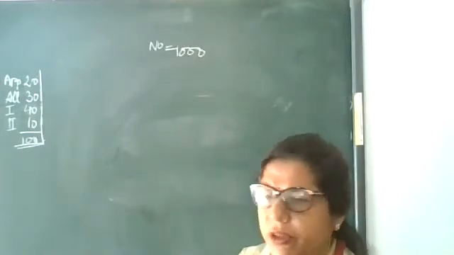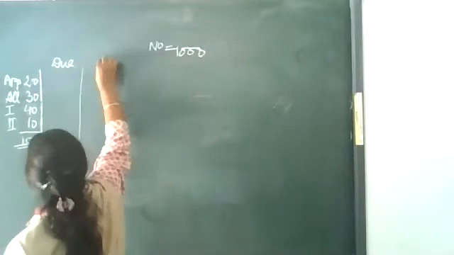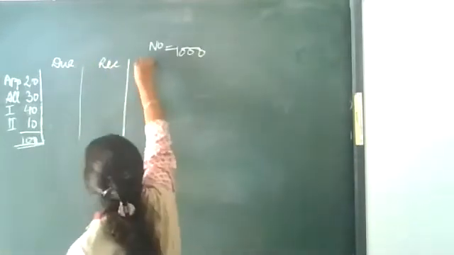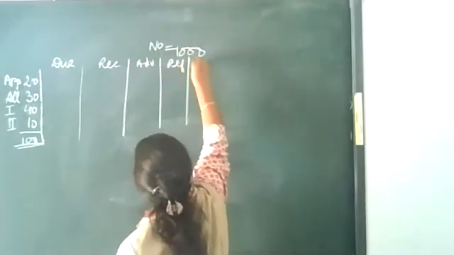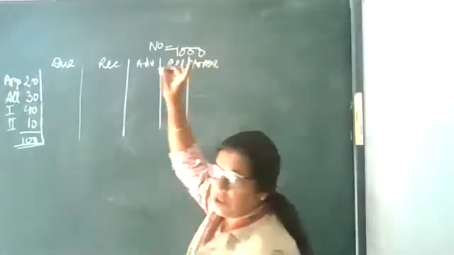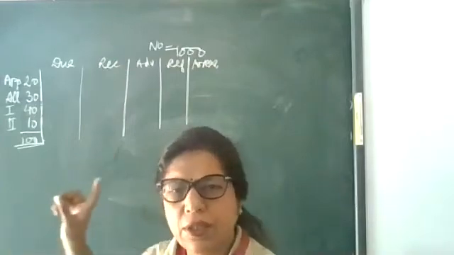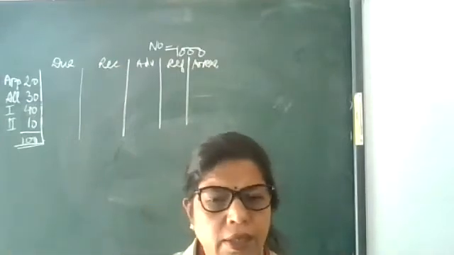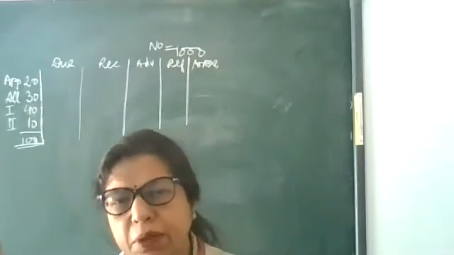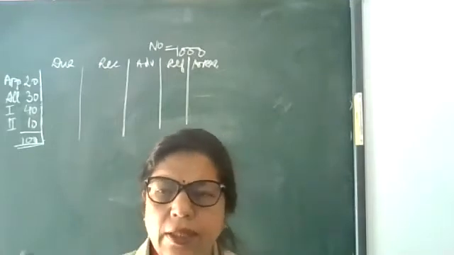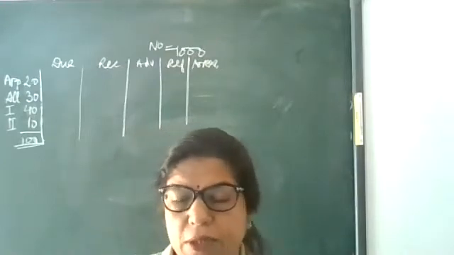Look at the board, children. See, first is due, received, advance, refund, arrear. Due, received, advance, refund, arrear. For making the calculation easy, we can make this type of table. Then the working note will be easy to understand. Calculation will also become easy.